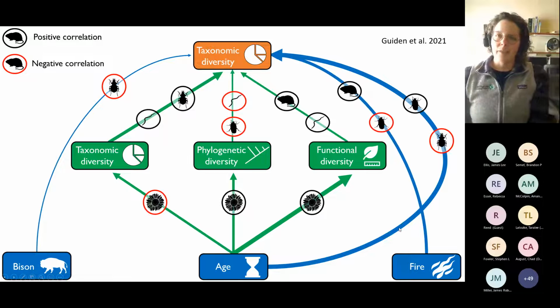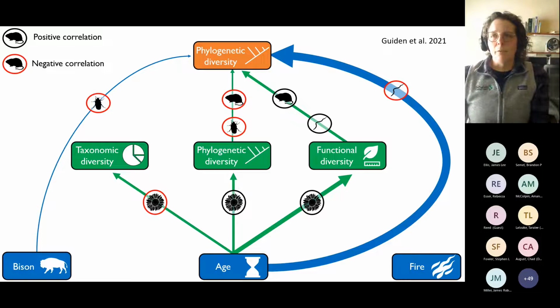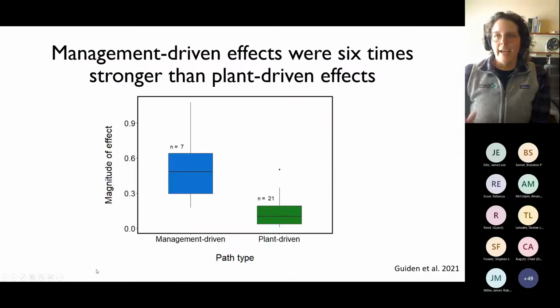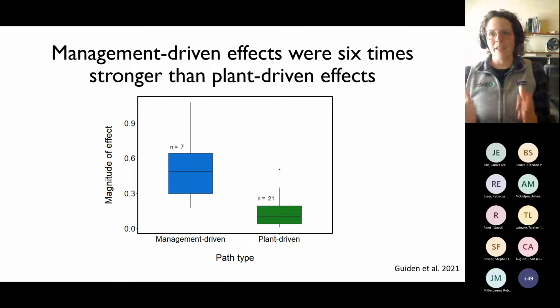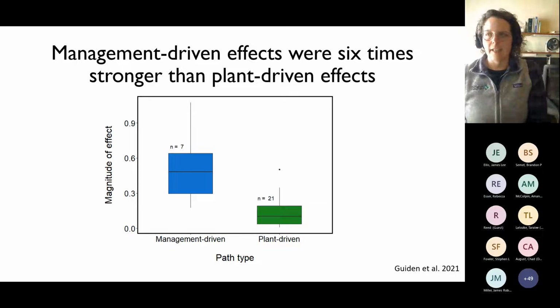And what we see here is that age of planting was really an important driver of animal diversity. Time since fire was also important, bison grazing marginally important. And when you look at animals through that phylogenetic lens, it's a similar story. Some impacts through plant diversity, strong impacts through management from age and grazing. And in fact, if you add up these different effect sizes, the management-driven effect sizes were quite a bit larger than the plant-driven effect sizes.